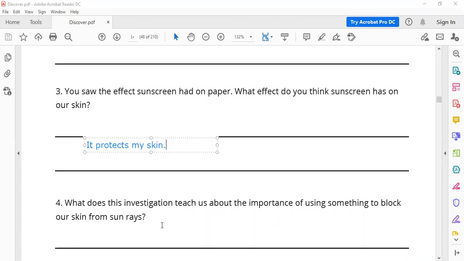What does this investigation teach us about the importance of using something to block our skin from sun rays? It is important to use sunscreen.